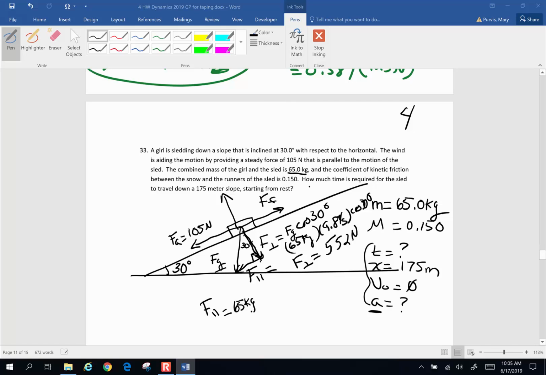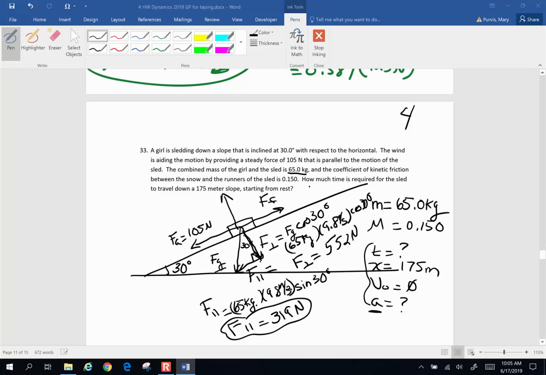The force parallel then is going to be equal to the force of gravity, mass 65 kilograms, times acceleration of gravity 9.8 meters per second squared, times the sine of 30 degrees. So force parallel will be sine of 30 times 9.8 times 65, and I'm going to end up with 319 newtons if I round that off to 3 sig figs.